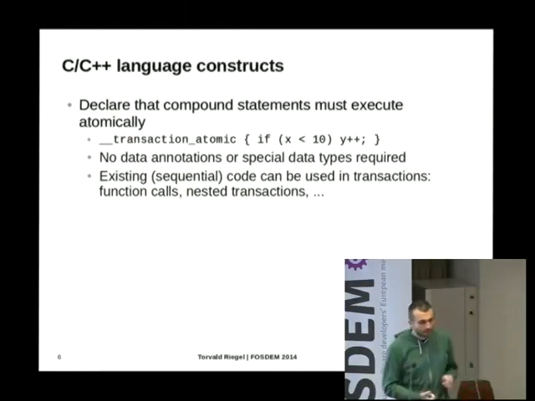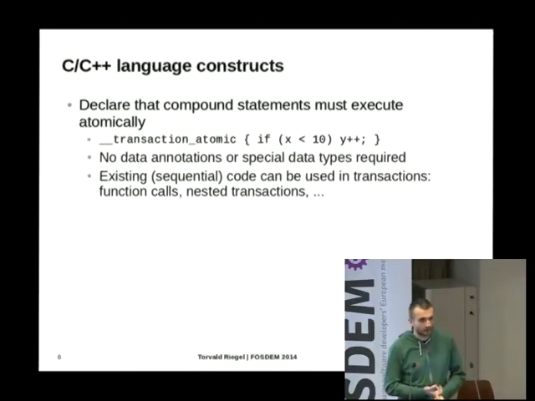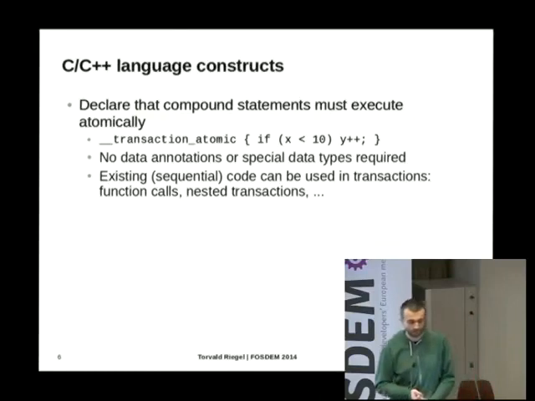There are no data annotations necessary, or no special data types necessary, right? And in those transactions, you can run existing sequential code, you can do function calls, you can have nested transactions, and so on.